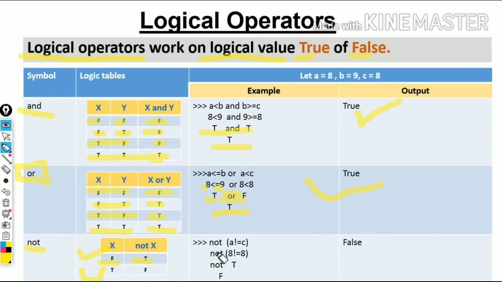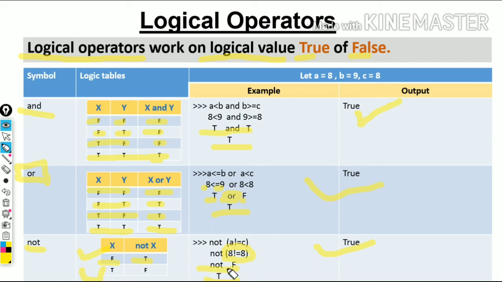Let's see the example. Here in this example, we have the statement A is not equal to C. A is 8, C is 8. Is 8 not equal to 8? Actually 8 is equal to 8. So the statement is false. Then when the statement is written as NOT false, it will become true. Our answer will be true.